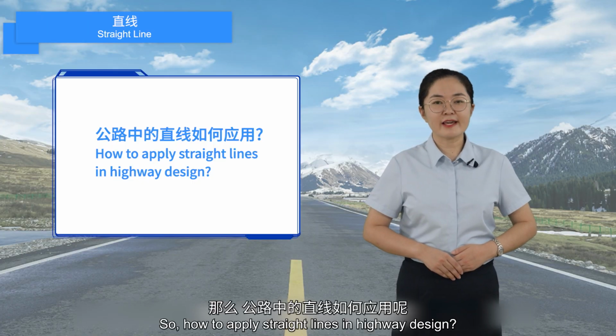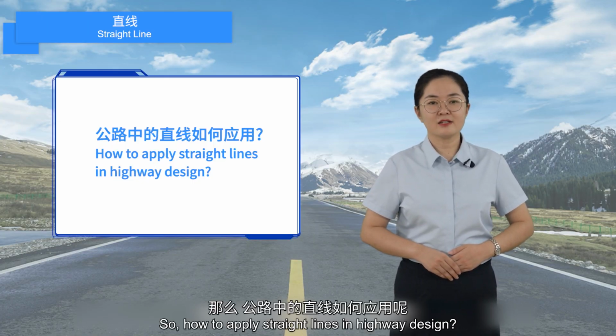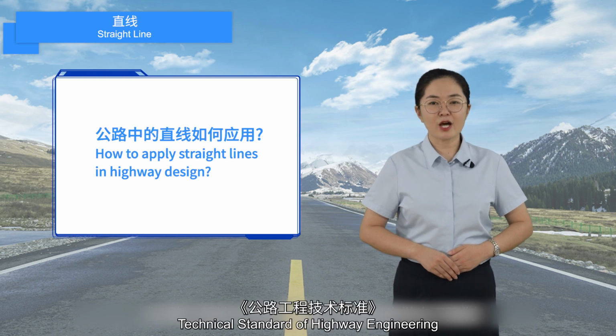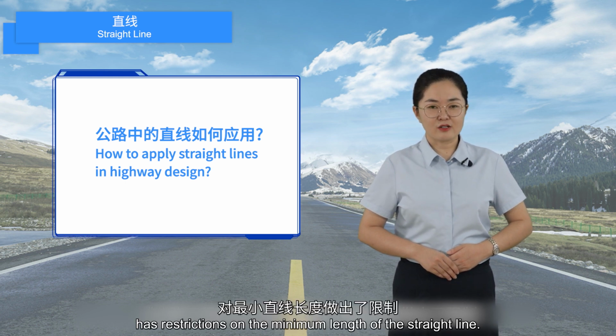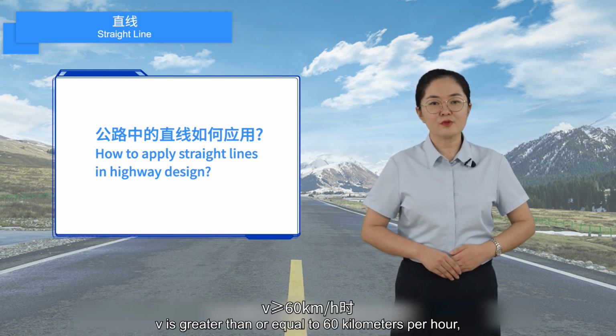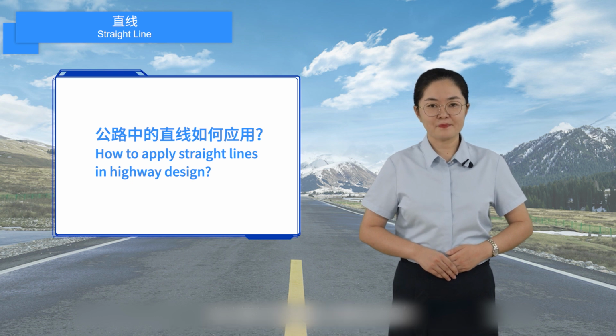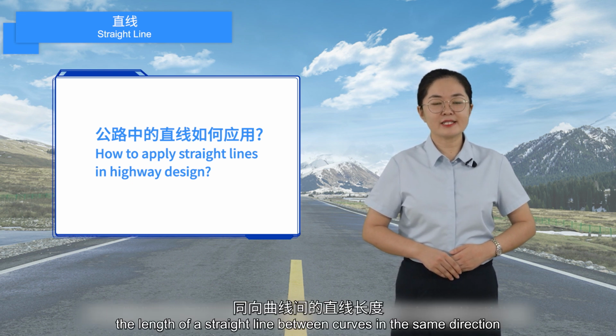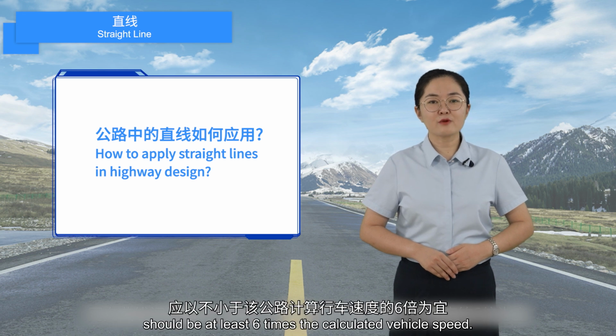So, how to apply straight lines in highway design? Technical Standard of Highway Engineering has restrictions on the minimum length of the straight line. When the calculated vehicle speed v is greater than or equal to 60 km per hour, the length of a straight line between curves in the same direction should be at least 6 times the calculated vehicle speed.